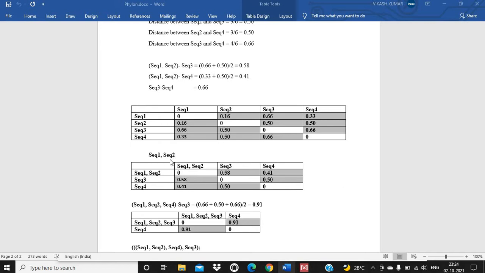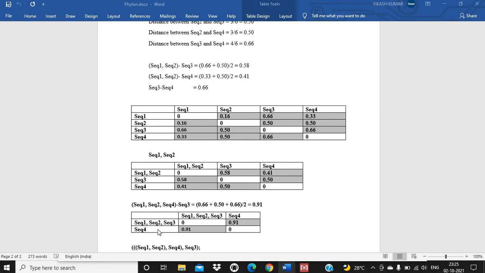In this way, we see that sec1, sec2 as a combined group shows p distance 0.41 with sec4 and p distance 0.58 with sec3. It means it is more related to sec4 than sec3. So we can group together sec4. Now we have a new group where these three sequences have been combined, and now we are going to compare with sec3.